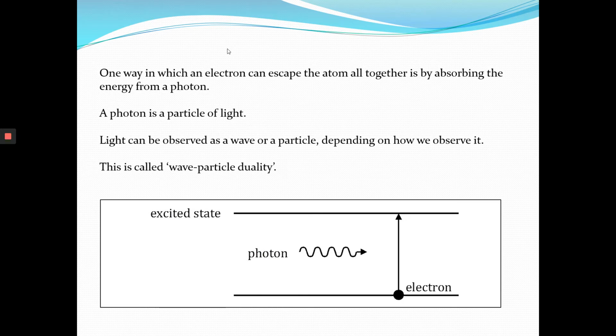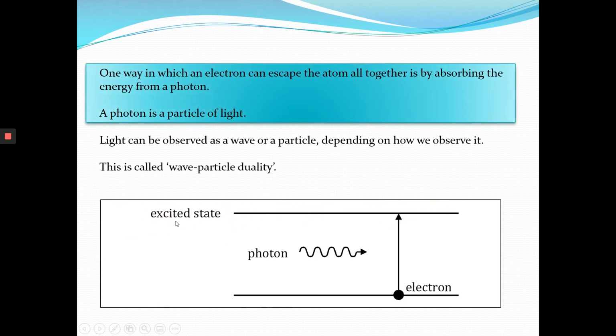So how does that work? Well, we can look at this picture. A photon can fly in. This is the generic symbol for a photon, a squiggly arrow. So it comes in, and the electron absorbs energy. If it's the correct amount of energy, it will jump up to the excited state.